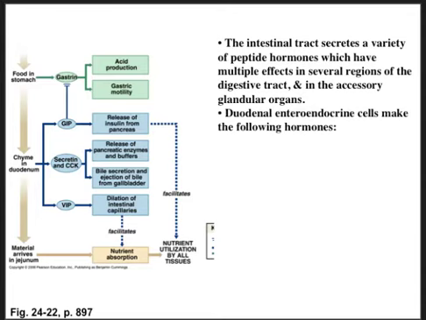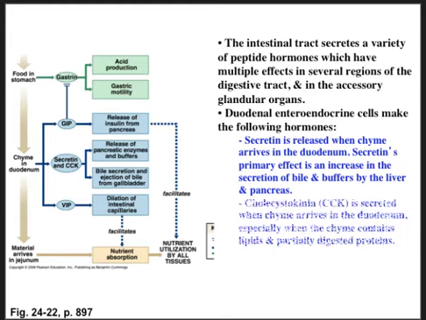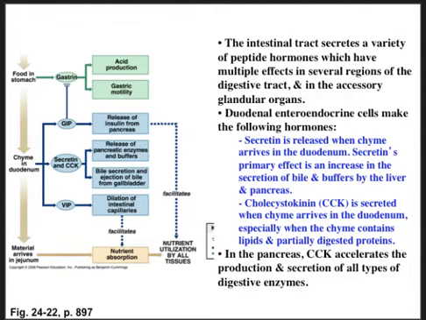The duodenal enteroendocrine cells make secretin, which is released when the chyme arrives in the duodenum. Its effect is to increase the secretion of bile and buffers by the liver and the pancreas, and CCK, which is secreted when chyme hits the duodenum, especially if it contains a lot of lipids and protein. In the pancreas, CCK accelerates the production and secretion of all types of digestive enzymes. And why does that make sense? Well, because the food's coming, right? So what you want to do is prepare that region of the GI before the food arrives.